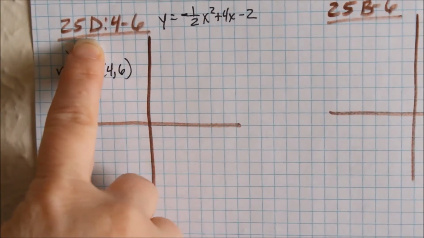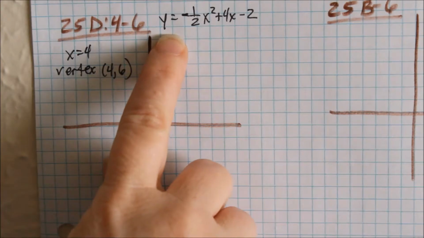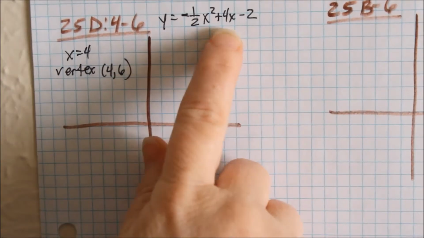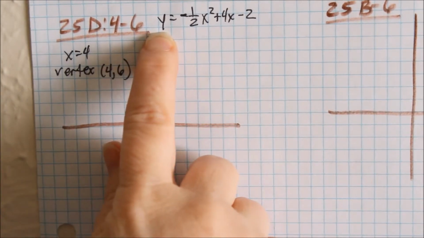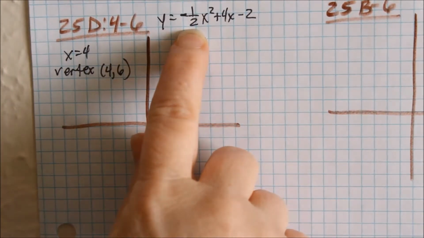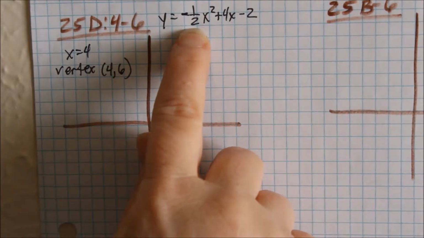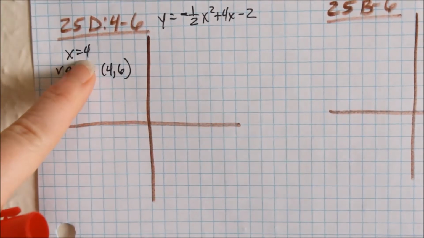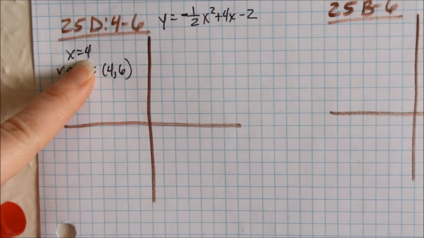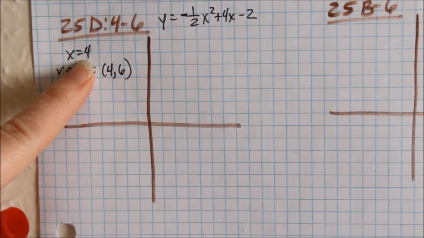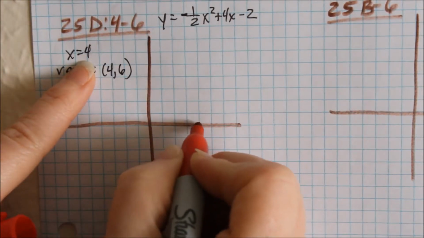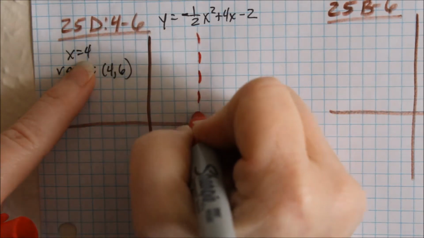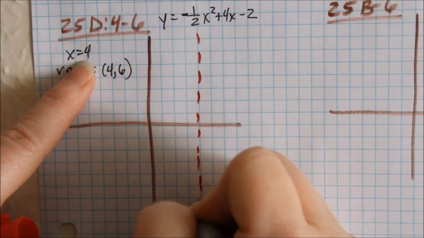Okay, now we're graphing 25D, 4 through 6. Our equation came out to be y equals negative 1/2 x squared plus 4x minus 2. The fact that x is squared and y is not tells me it's an up and down parabola. I can look at this coefficient. It's negative, which means I'm frowning. We calculated our axis of symmetry to be x equals 4, so you graph the line x equals 4. It means everywhere on that line your x-coordinate will be 4, which tells me it's a vertical line. So you go over 1, 2, 3, 4, and your axis of symmetry will be a dashed line.